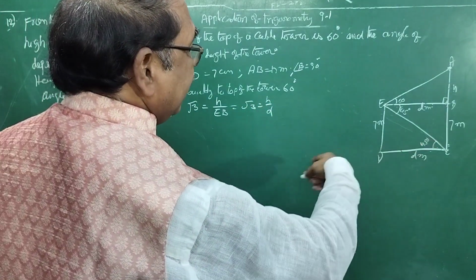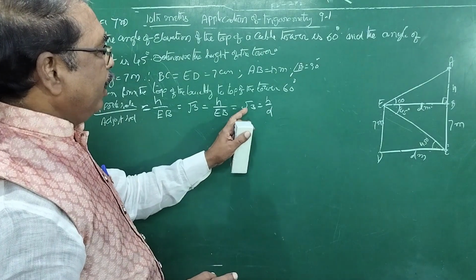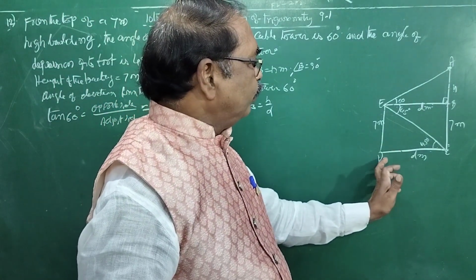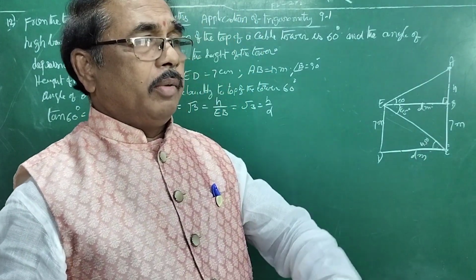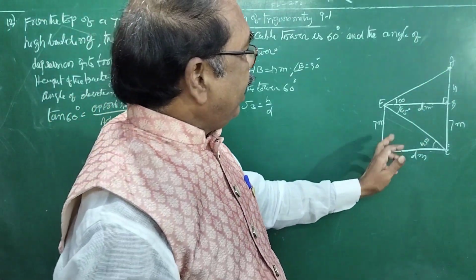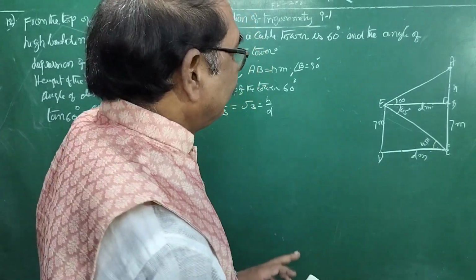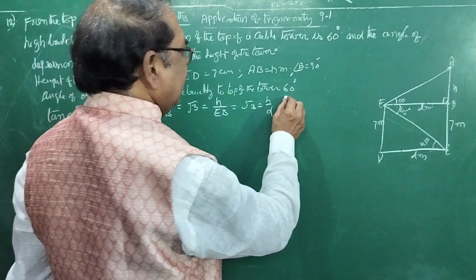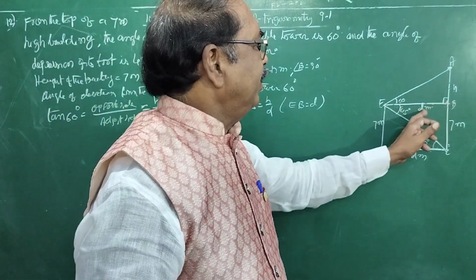Let us say the width of the building is D meters. Now H by D is root 3, so H by D equals root 3. We simply assume DC is equal to D meters. Being the building, the floor is the same as the roof. Here also it is D meters. Instead of writing EB, we have written D meters. In the bracket, EB is equal to D.